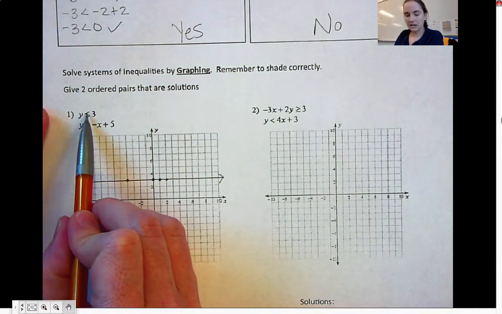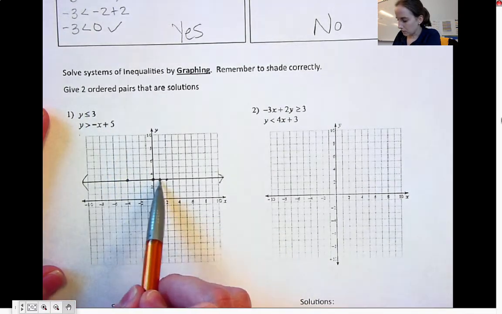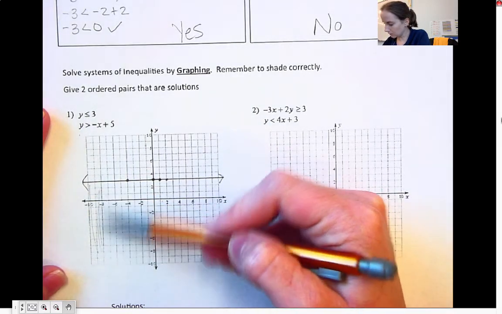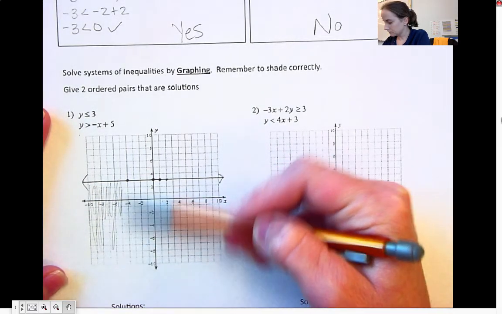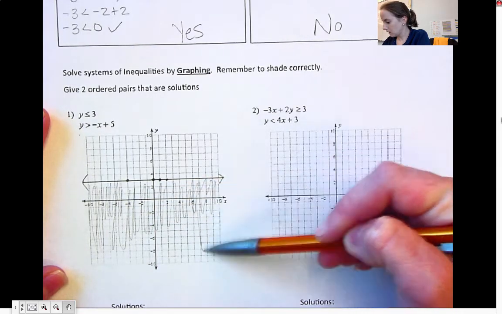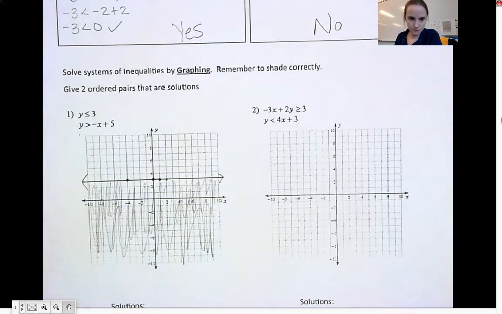And when it says less than 3, well, a y of 3, the values that are less than will be below or underneath. It's everything that falls beneath that line. Okay, for the second equation, graph it just like slope-intercept form. It is in slope-intercept form, so graph it with your y-intercept and your slope.